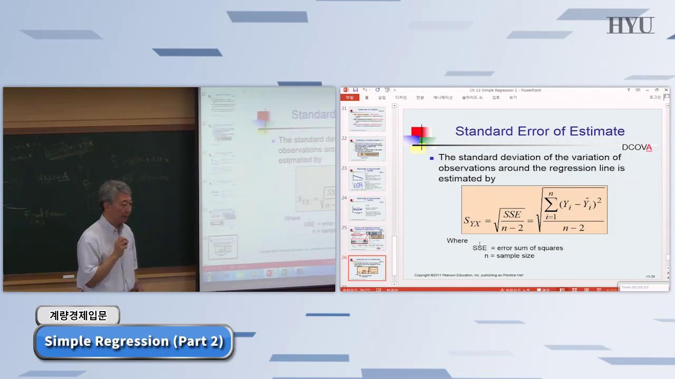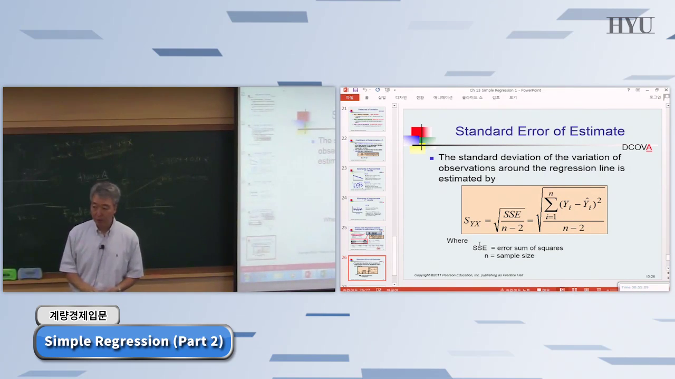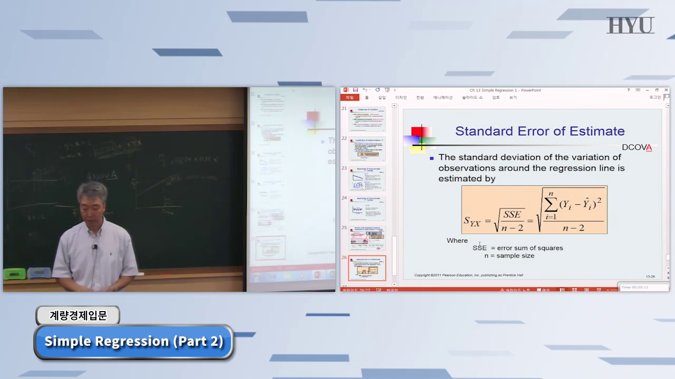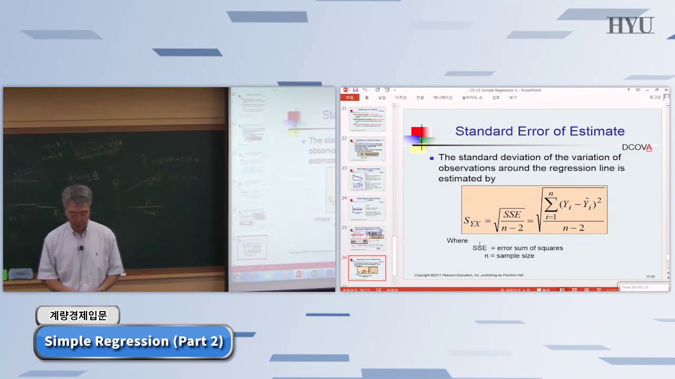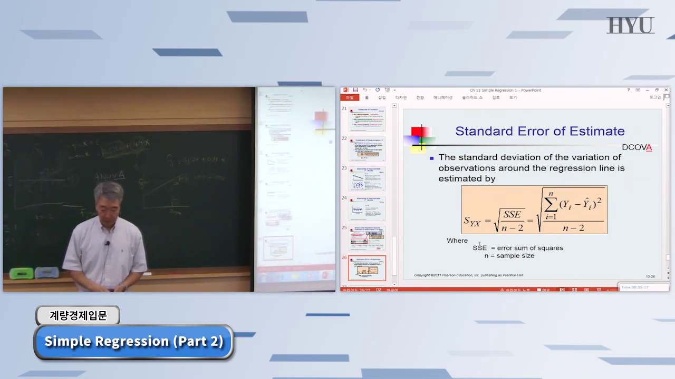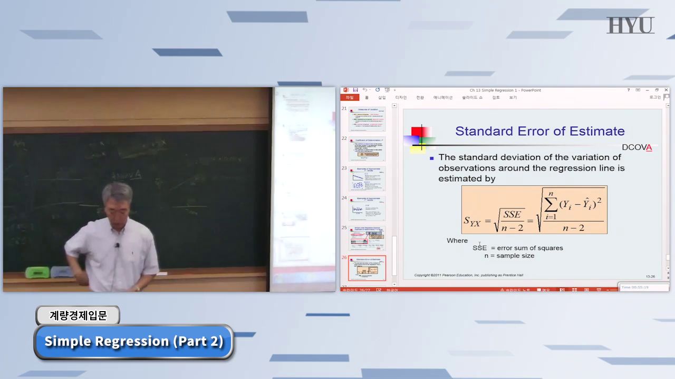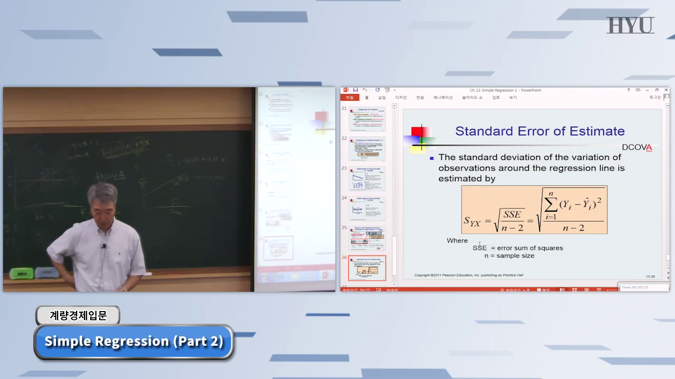How tightly the data points are scattered around the regression line. So the smaller the better, right? In an ideal situation, you will have a very small standard error of estimate. That is simply the square root of SSE divided by n minus 2, right? What's the n minus 2? Okay.